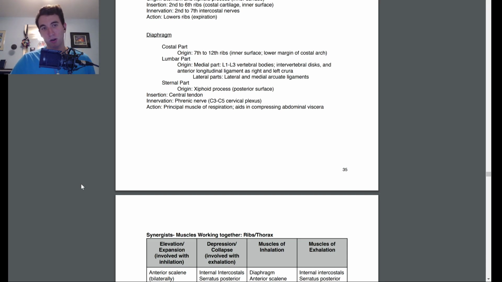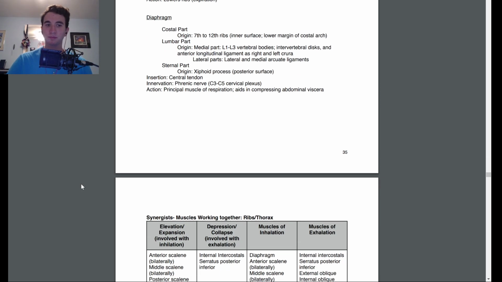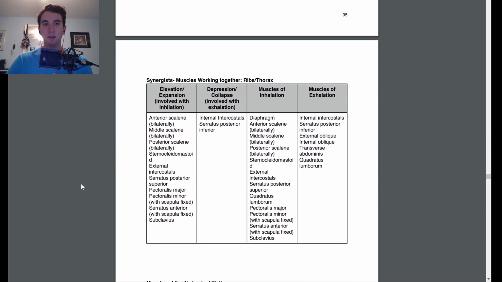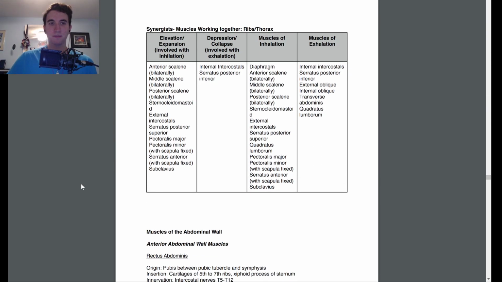And the sternal part originates at the xiphoid process, the posterior surface. All of them insert at the central tendon. They all get innervated by the phrenic nerve coming from C3 to C5, the cervical plexus. And the actions they cause are principal muscle of respiration and aids in compressing abdominal viscera. And the synergists of the ribs and thorax.